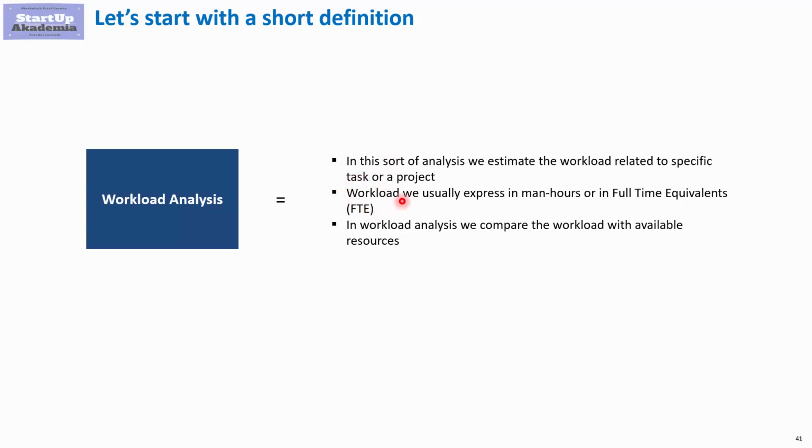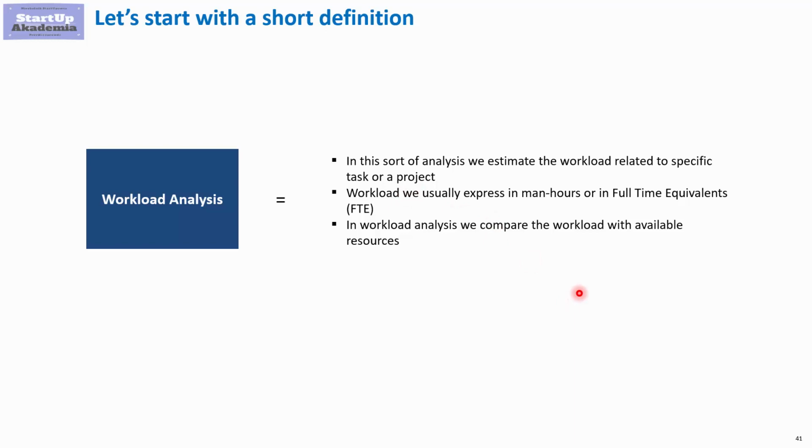When it comes to workload, we can express it in two things, so in man-hours or in the so-called full-time equivalents, or FTE for short. In a minute, I'm going to show you how to calculate that. In workload analysis, we not only try to estimate how much work has to be put to a specific task or project, but also we have to compare it with available resources and obviously make a certain decision on whether we continue with a project or not. On top of that, we may sometimes be forced to add resources, or hopefully in some cases remove resources, because maybe the workload is not so big and we can have fewer people doing a specific thing.